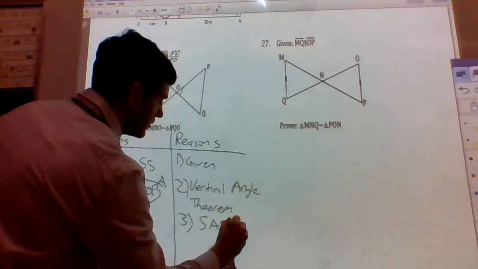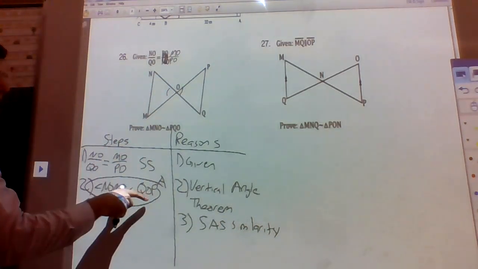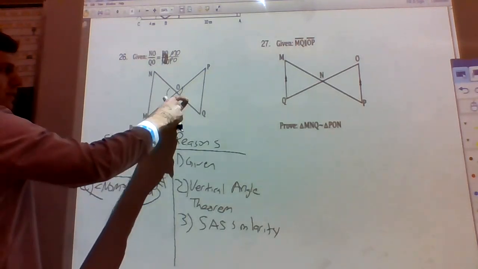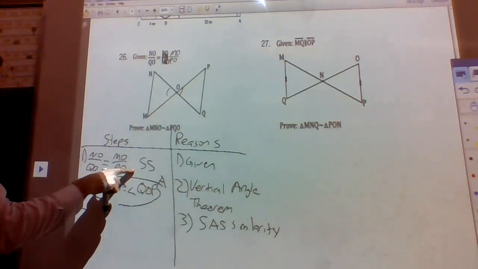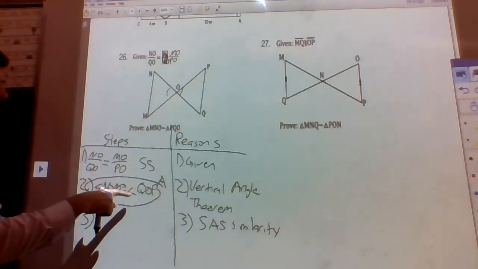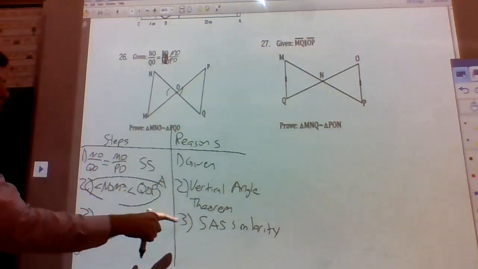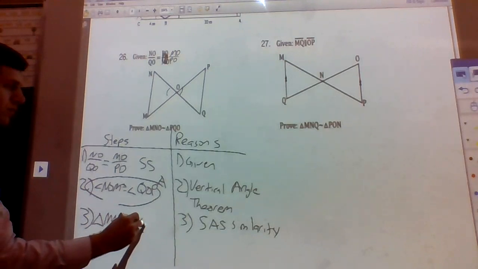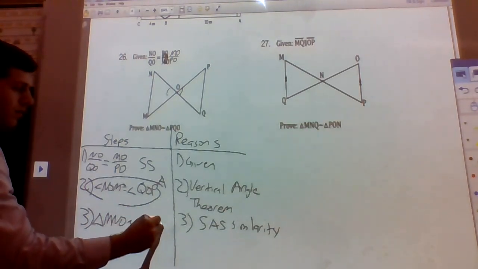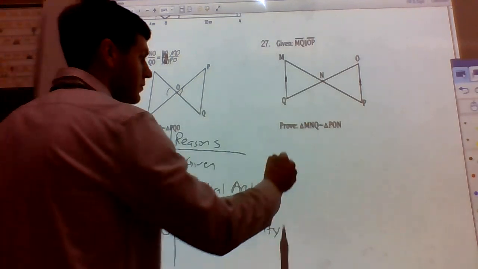Side angle side similarity, which is great as long as the angle is between the proportional sides, and it is. So we can use side angle side. If we have two pairs of corresponding sides that are proportional, and one pair of corresponding angles that's congruent, then the triangles are similar by side angle side. So triangle MNO is similar to triangle PQO. Pretty straightforward there. Okay, 27 steps.